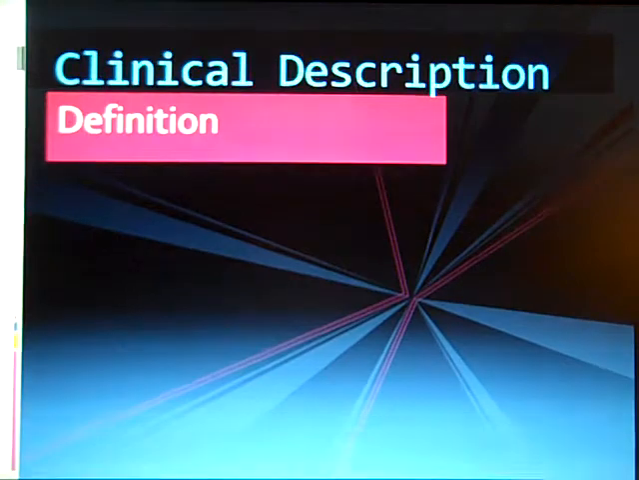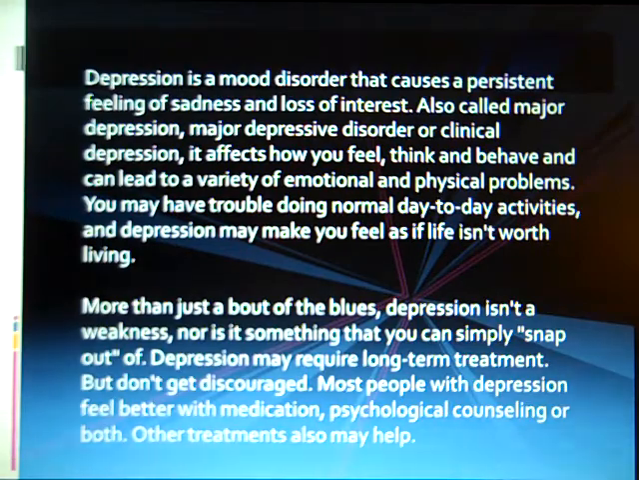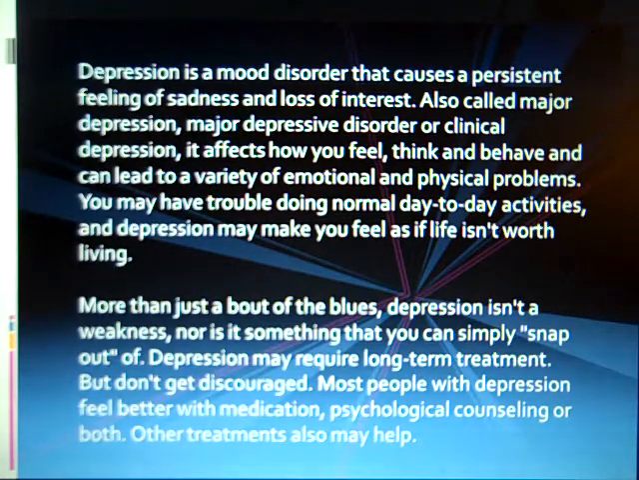Okay. So again, our clinical description, as I said at the beginning of the video, is the psychological description of whatever the disorder is. The example I'm going to use here is depression. And I realize it might be hard to read some of this, so I'll read it off to you. You should be able to zoom in on this. Here's a clinical description of depression. It's a mood disorder that causes a persistent feeling of sadness and loss of interest. It's also called major depression, major depressive disorder, or clinical depression. It impacts how you feel, think, and behave, and can lead to a variety of emotional and physical problems.